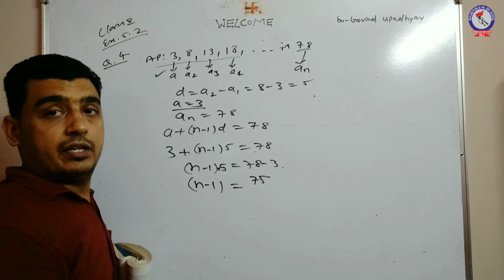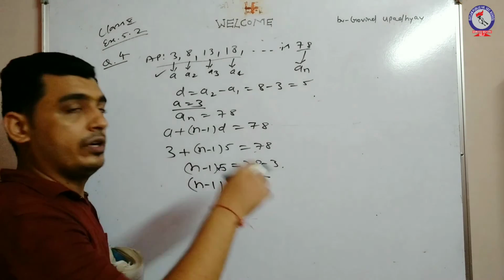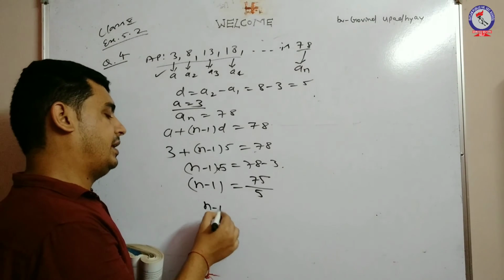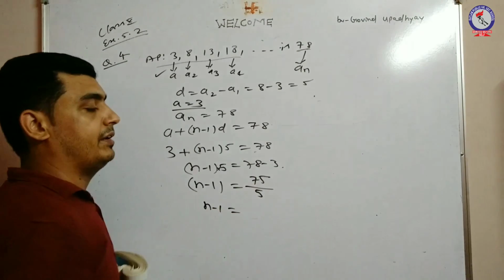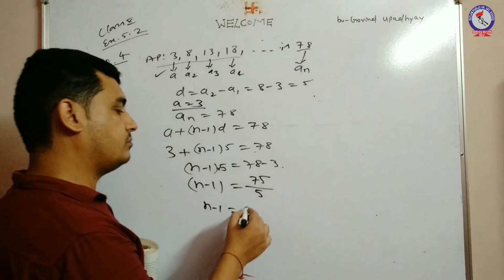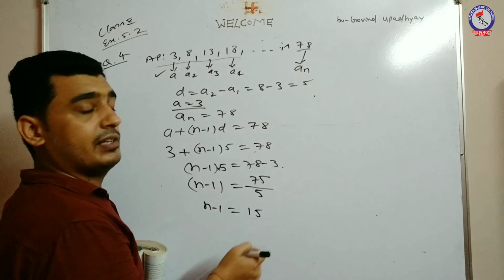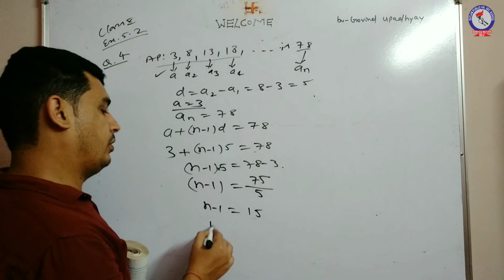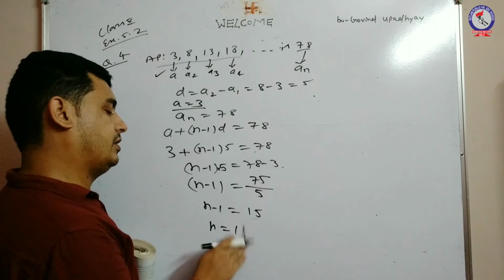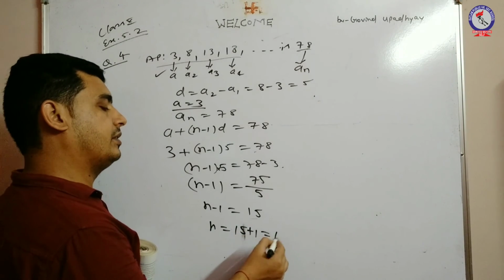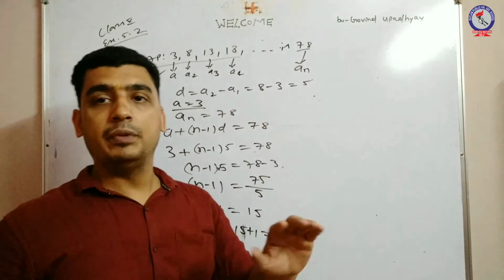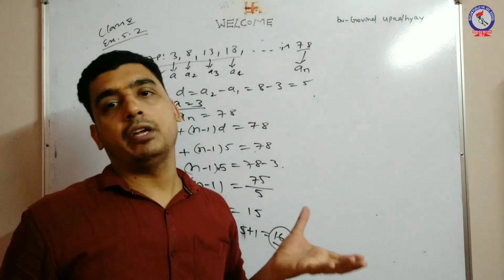This 5 is multiplied here, so it will be divided on the other side. N minus 1 is 75 by 5, that is 15. 5 ones are 5 and 5 fives are 25. So N will be 15 plus 1, that is 16. So this term will be the 16th term of the given AP.